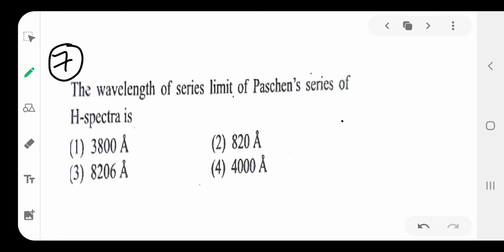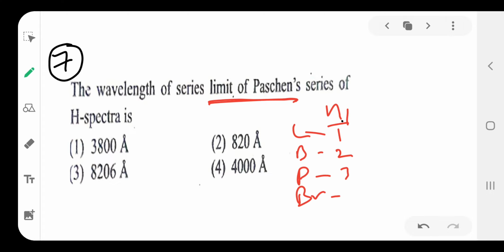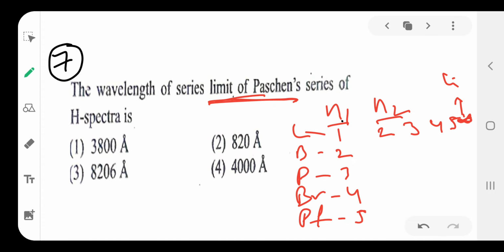The wavelength of the series limit of the Paschen series of the hydrogen spectrum. Series limit means here you have to remember: as I already told, Lyman series n1 value is 1, Balmer series 2, Paschen series 3, Brackett series 4, Pfund series 5. The n2 value is: H alpha line 2, H beta line 3, H gamma line 4, H delta line 5. The last one is the limiting line, n2 equal to infinity.